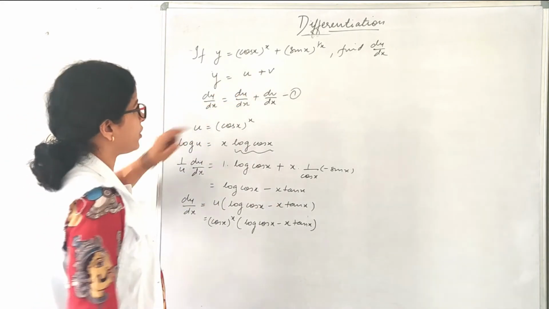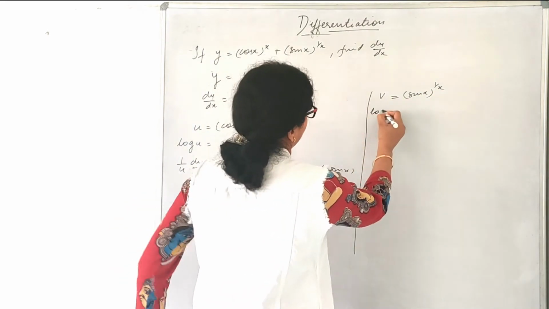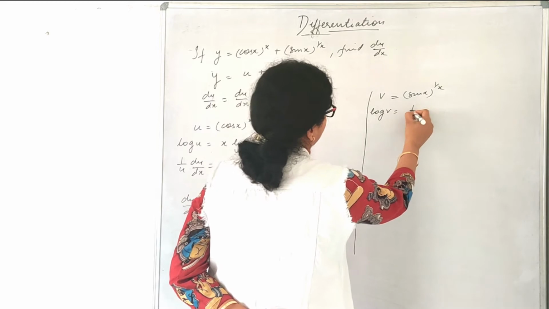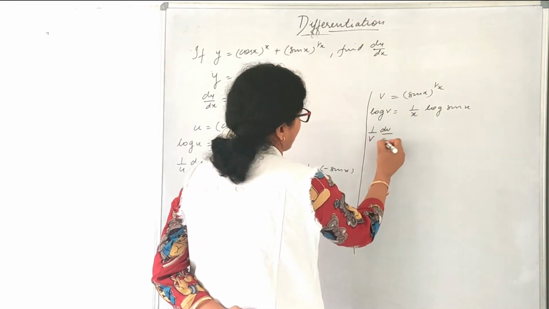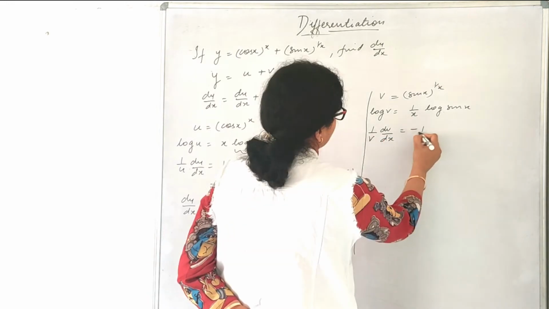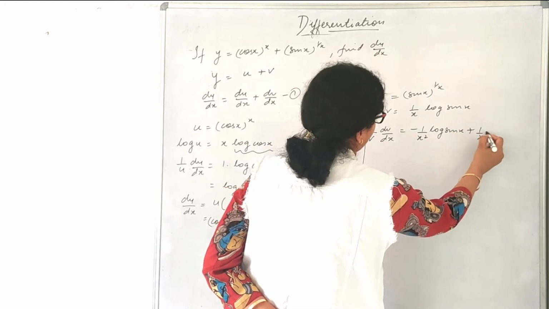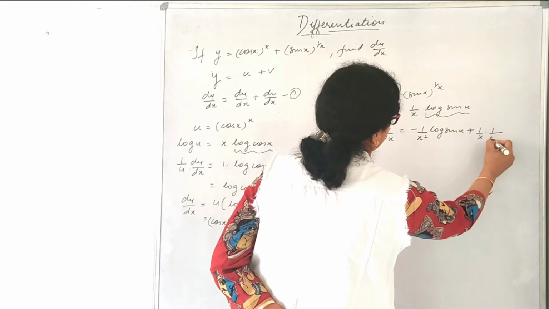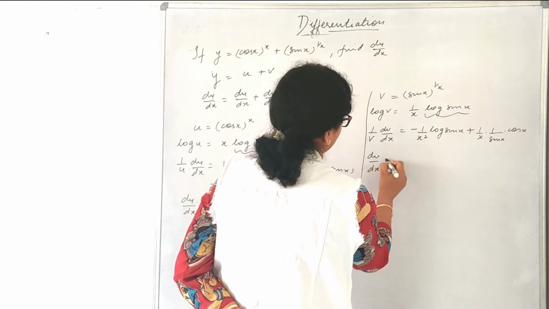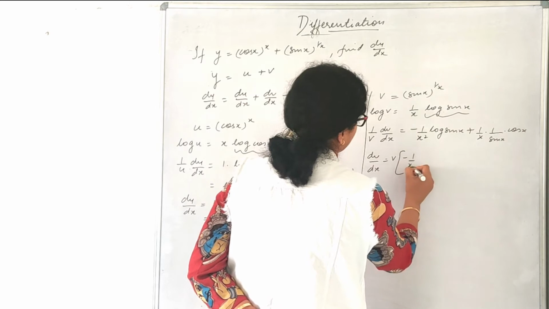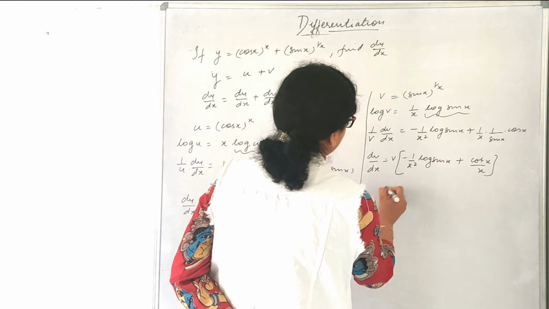Now let us solve the v part. Again function raised to the power function. We will take log v equals 1 by x log sin x. 1 upon v dv by dx equals minus 1 upon x square into log sin x, plus 1 by x into differential of log sin x, which is 1 upon sin x into cos x. So dv by dx equals v (minus 1 upon x square log sin x plus cot x upon x). Substitute the value of v.